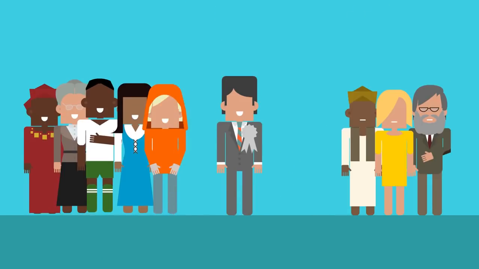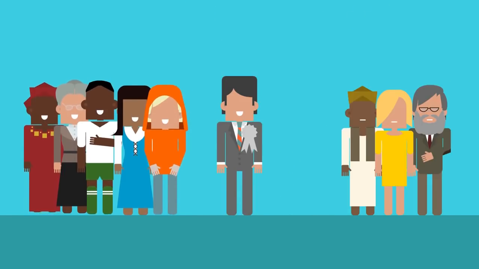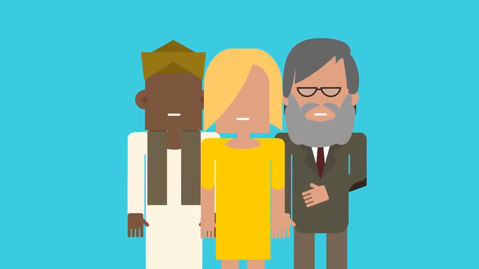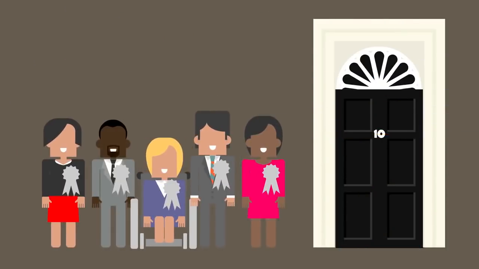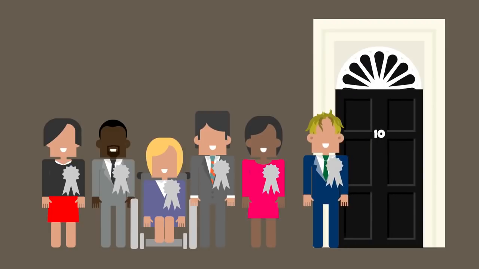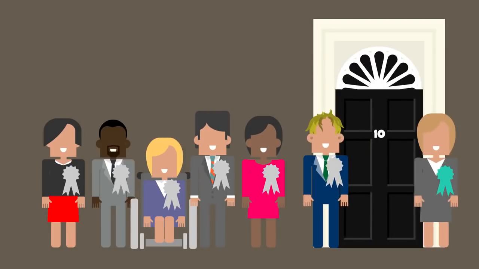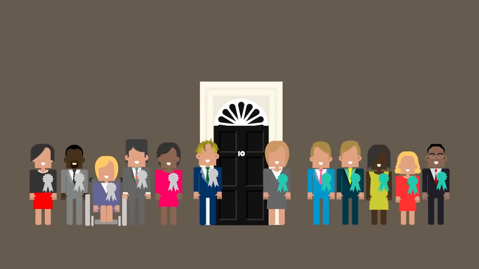Once elected, an MP represents all their constituents, even the ones that didn't vote or voted for a different candidate. The party with the most MPs elected forms the government, and their leader becomes Prime Minister. And if there's a hung parliament, where there's no clear winner, then a minority government or a coalition government may be created, or a fresh election held.